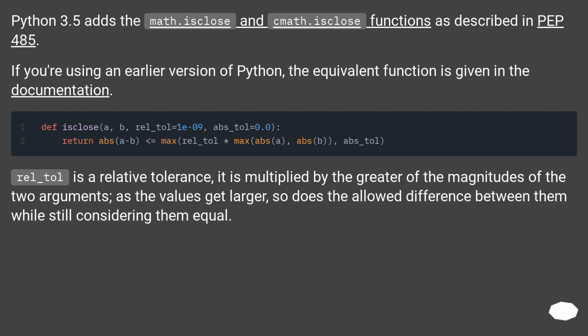Python 3.5 adds the math.isclose and cmath.isclose functions as described in PEP 485. If you're using an earlier version of Python, the equivalent function is given in the documentation.